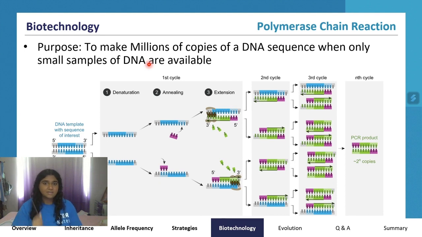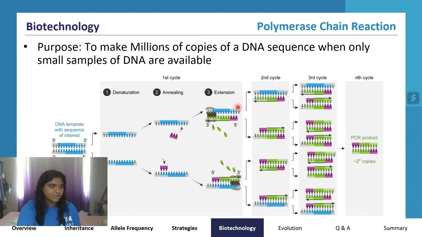In annealing, the temperature is decreased, and then these RNA primers bind to the original copy of the DNA. So kind of like DNA replication, there's a priming step.